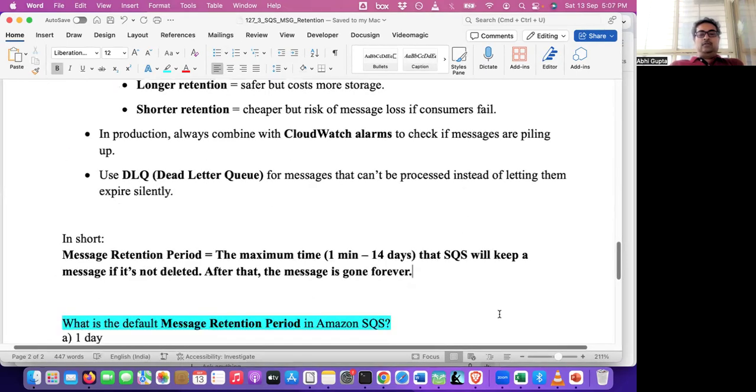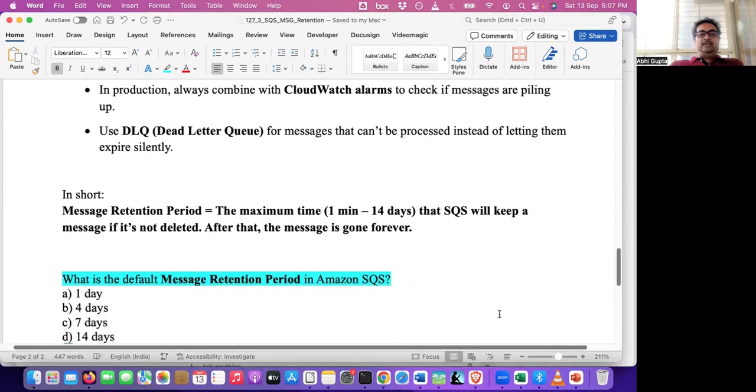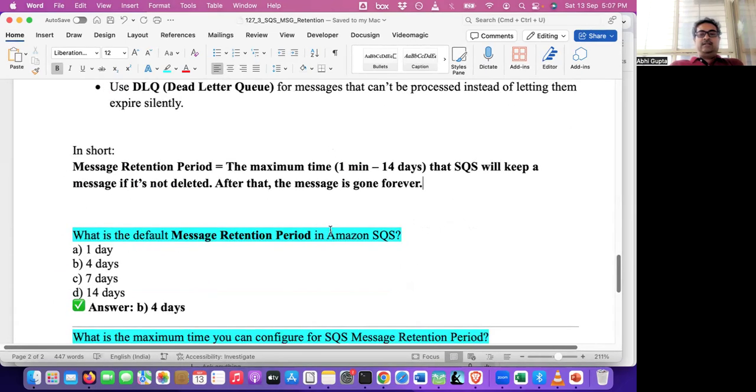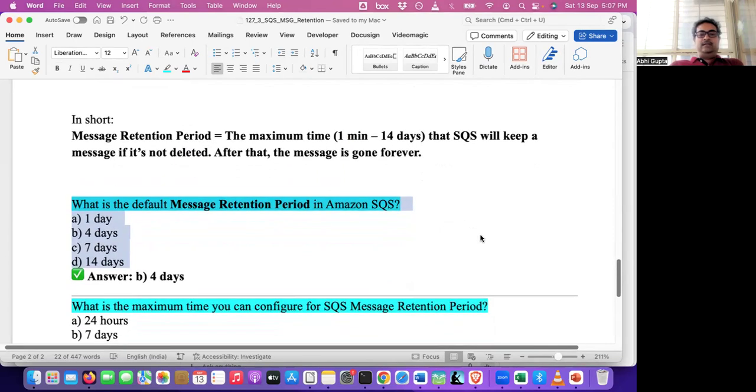Now let's go to the quiz section. You can pause the video and try to answer. What is the default message retention period in Amazon SQS? We know that it's 4 days, but we can always check the Amazon SQS documentation, because they may change.